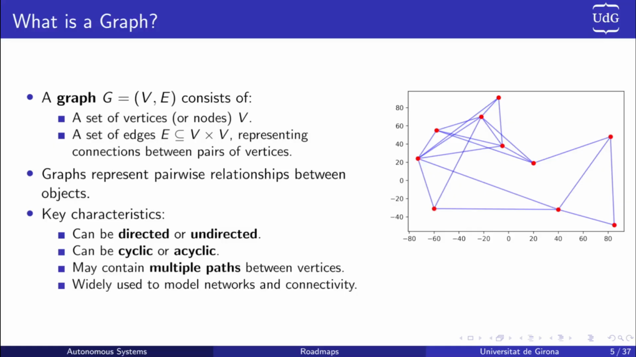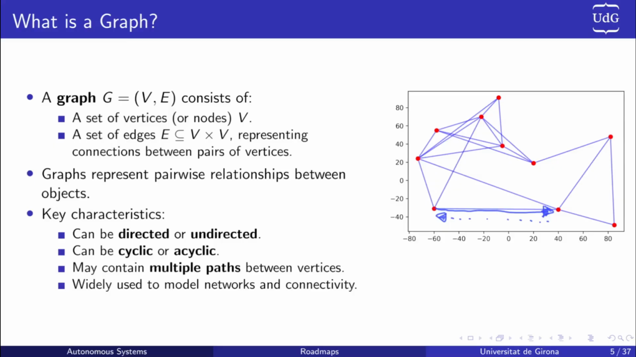Then some characteristics that graphs may have is that they can be directed or undirected. When we say that a graph is directed, it is because I can go from this vertex to this other vertex, but I cannot go from this vertex to this other vertex. If I have only one direction, then it's a directed graph. If there is no specific direction, then it's an undirected graph.